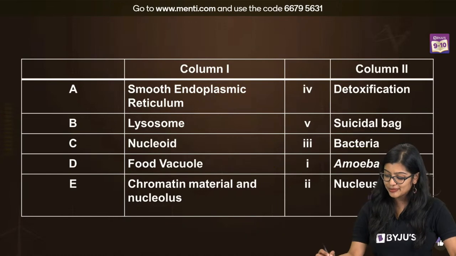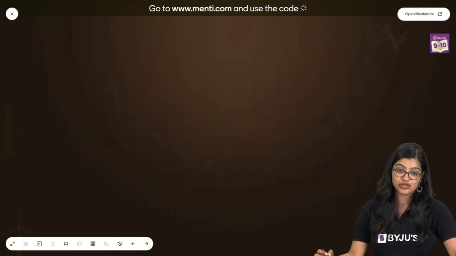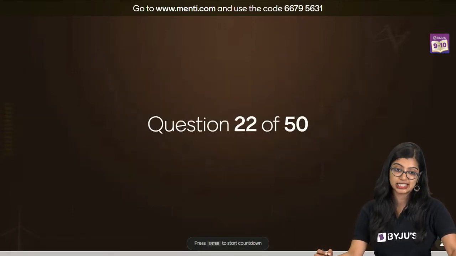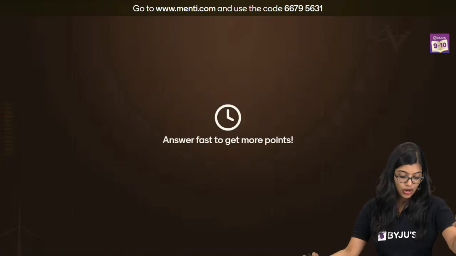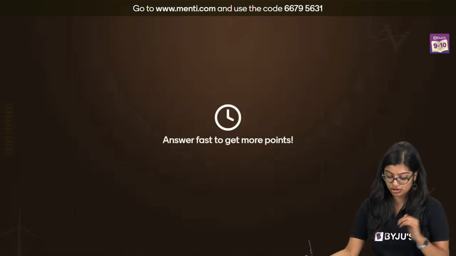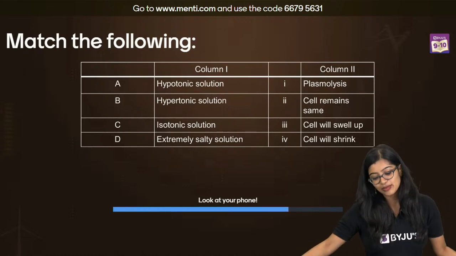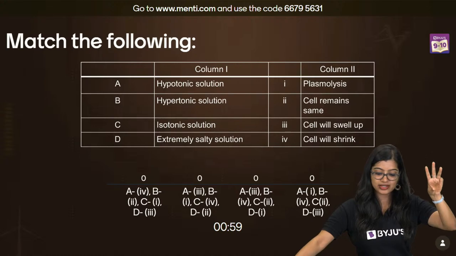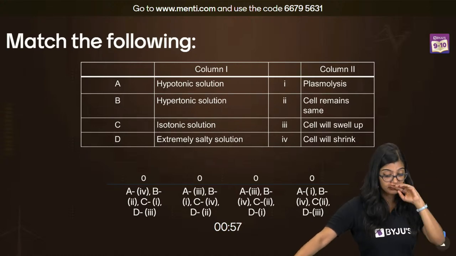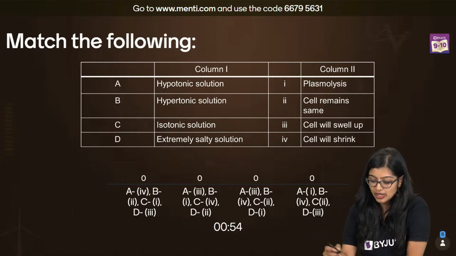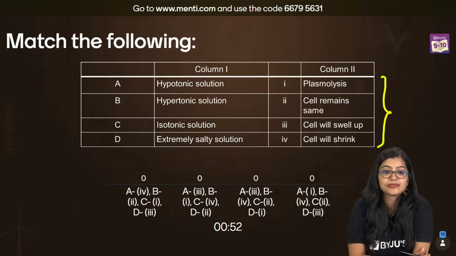Yes, all right. So now let's move on to the second match the following, all right? So take your time. You have 60 seconds again. The second match the following is also based on the chapter of cell. Now this is very interesting. Hypotonic, hypertonic, isotonic, extremely salty solution. Yes? So what are the matches?